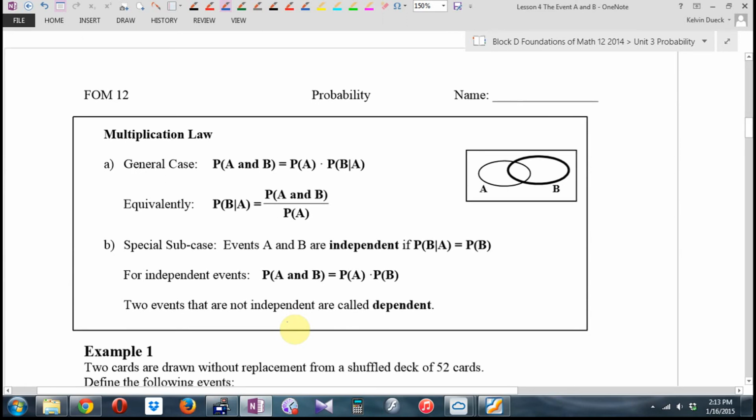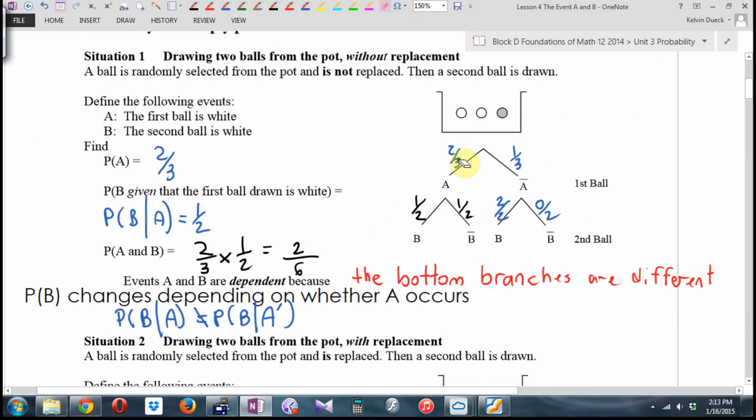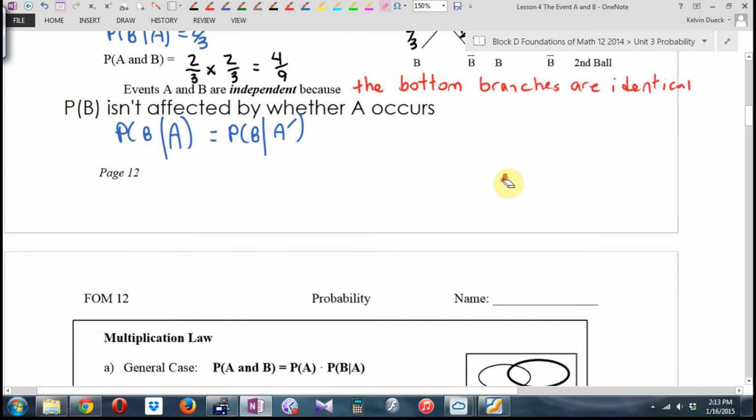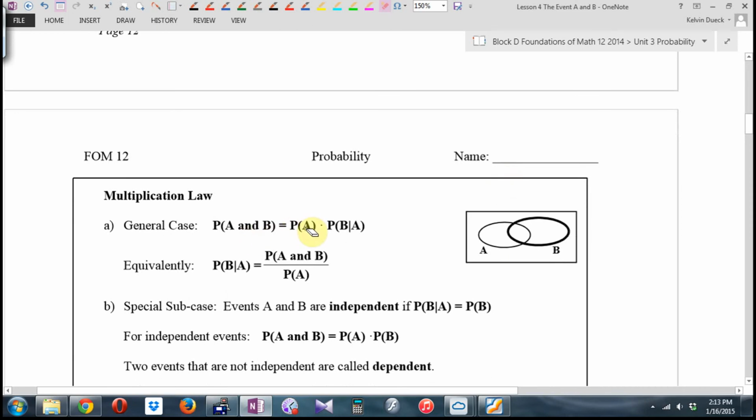So here is the multiplication law. It says this. And means times. So A and B is multiply times. Please make sure you go down the B branch where A has occurred. In other words, Pam, don't go this times that one. Even though that's a B, you've gone down the wrong branch. The probability of A and B is multiply. It's the probability of A times probability of B, assuming A has occurred.